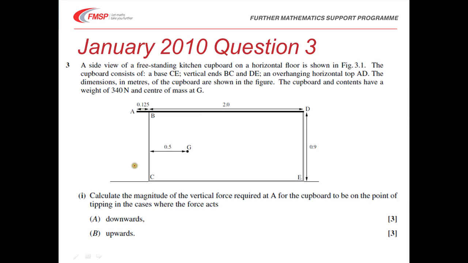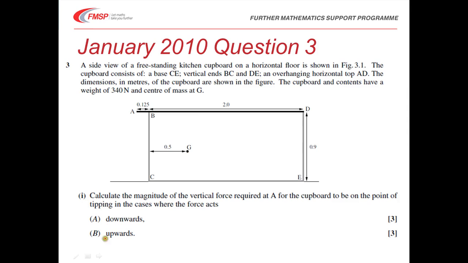So we have a cupboard on a horizontal floor. It has this base, CE, vertical ends, BC and DE, and an overhanging top AD here. The dimensions are shown in the diagram, and the cupboard and its contents have a weight of 340 newtons, and the centre of mass of the cupboard has been located here at G.